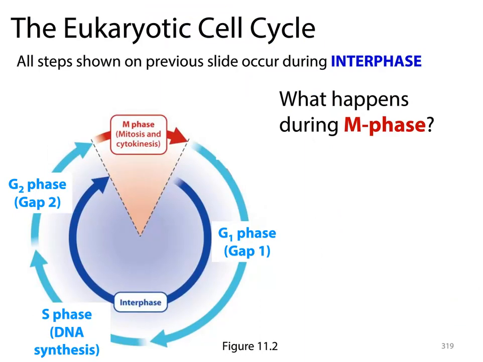All right, so all the steps we talked about, the G1, the S phase, the G2. By the way, all that occurs during interphase. That's when the cell is hanging out, doing its thing. Very small slice of the life cycle is the M phase.